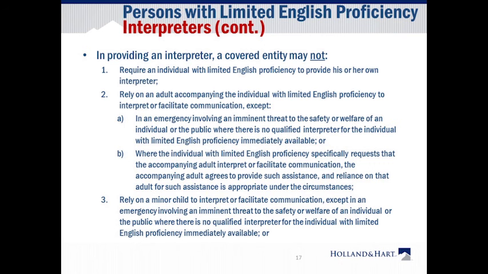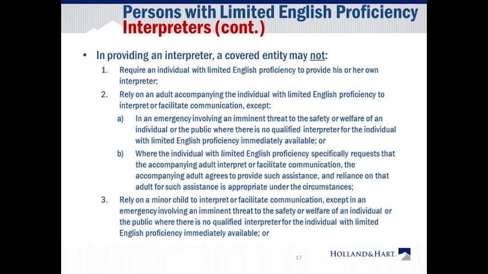So break that down just a little bit and think through how that might occur. An adult accompanying an individual with limited English proficiency may interpret where the person with limited English proficiency wants them to, where they can provide that service, and where reliance on that adult for such assistance is appropriate under the circumstances. There are times when it will not be appropriate.